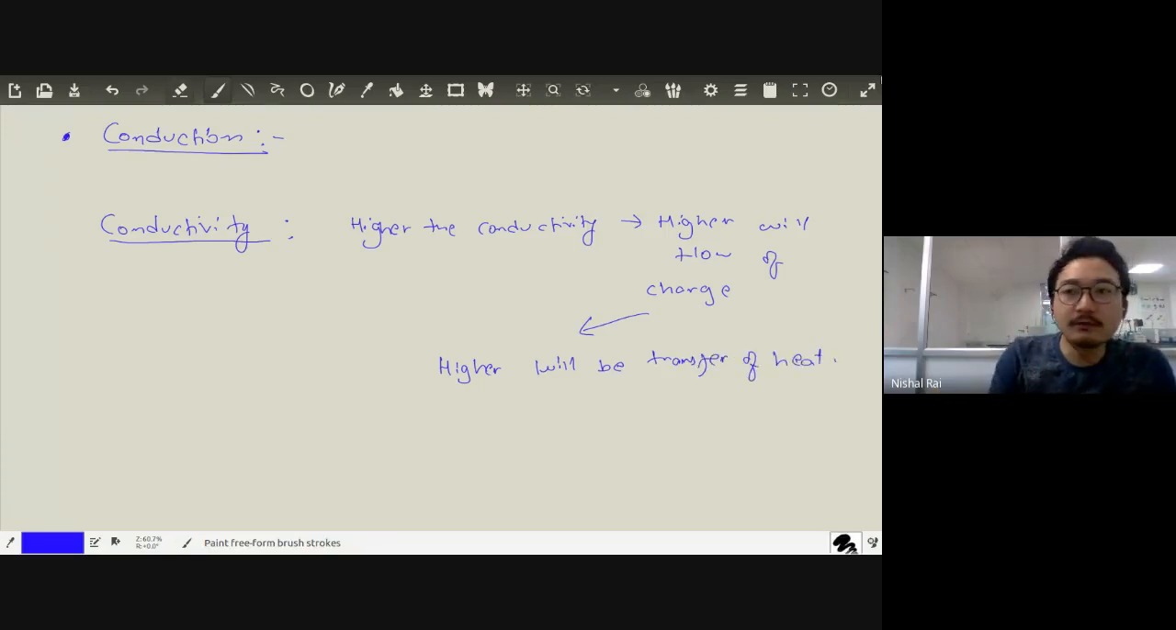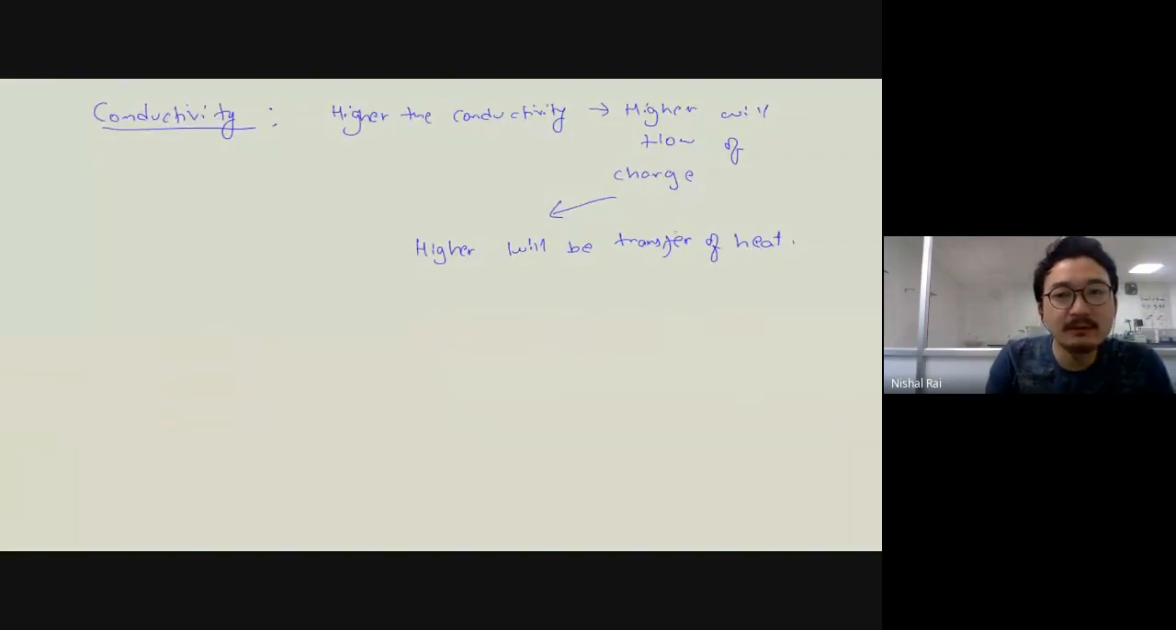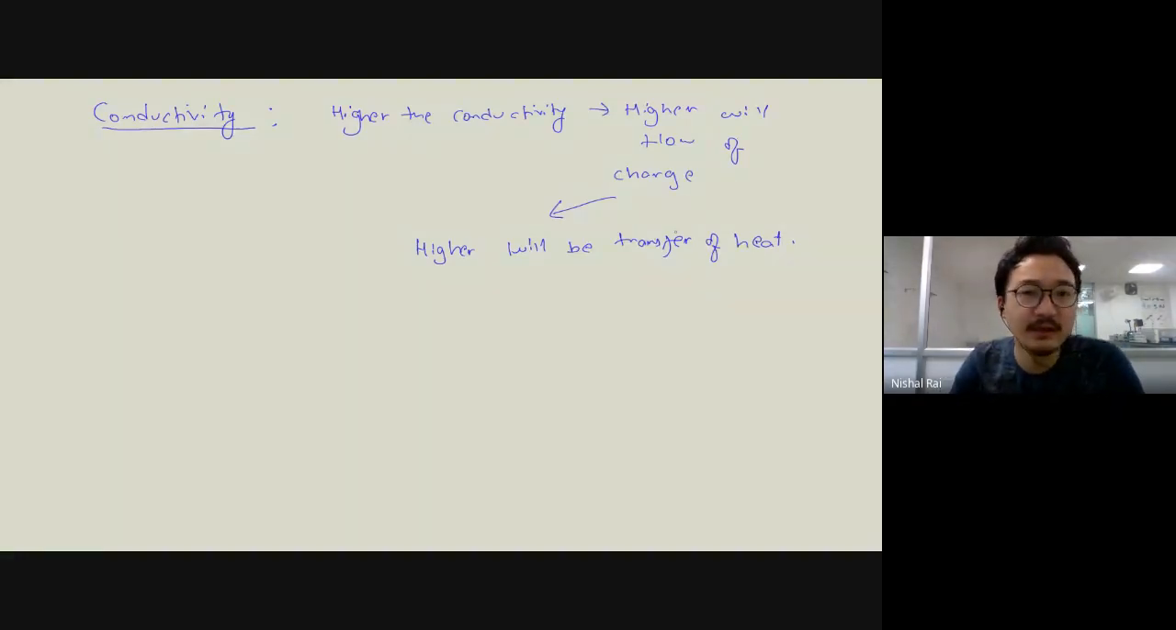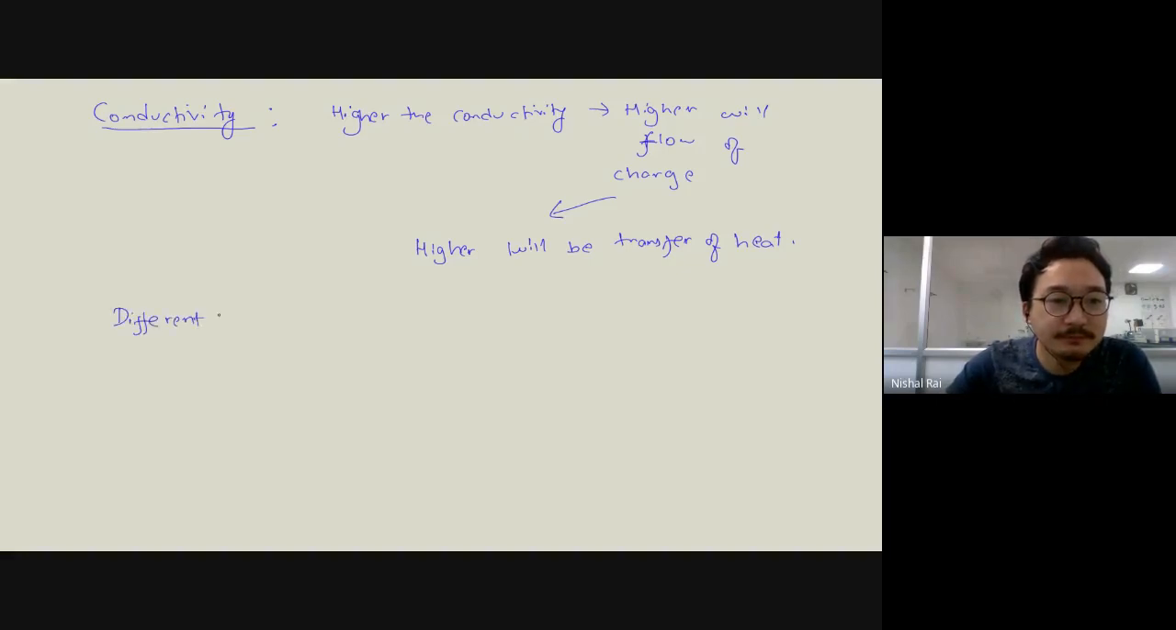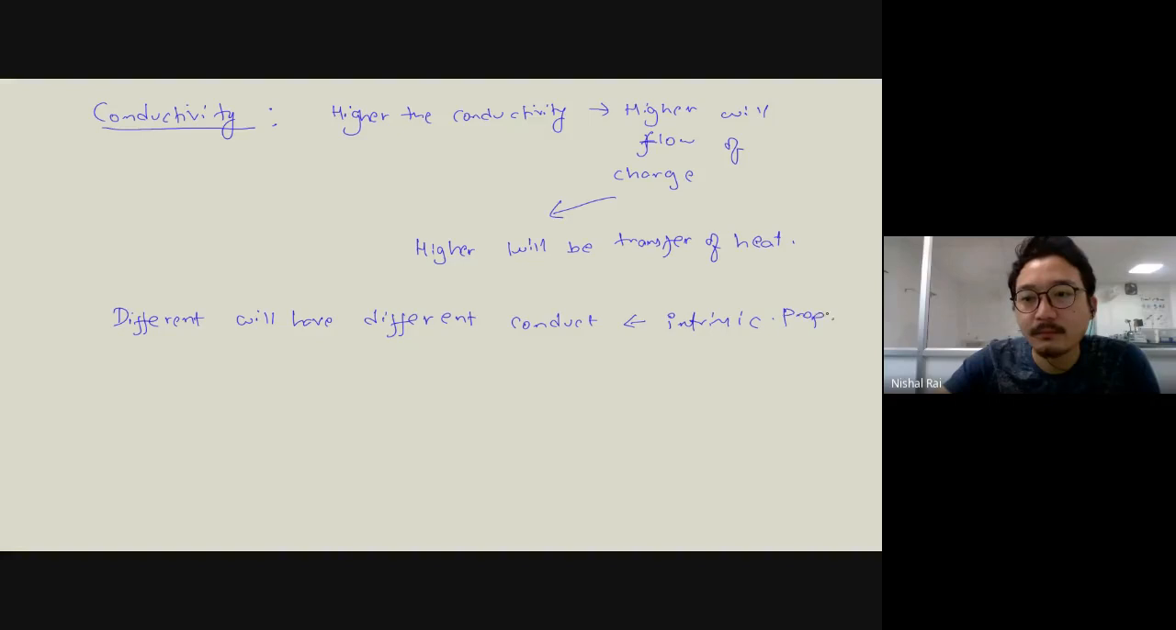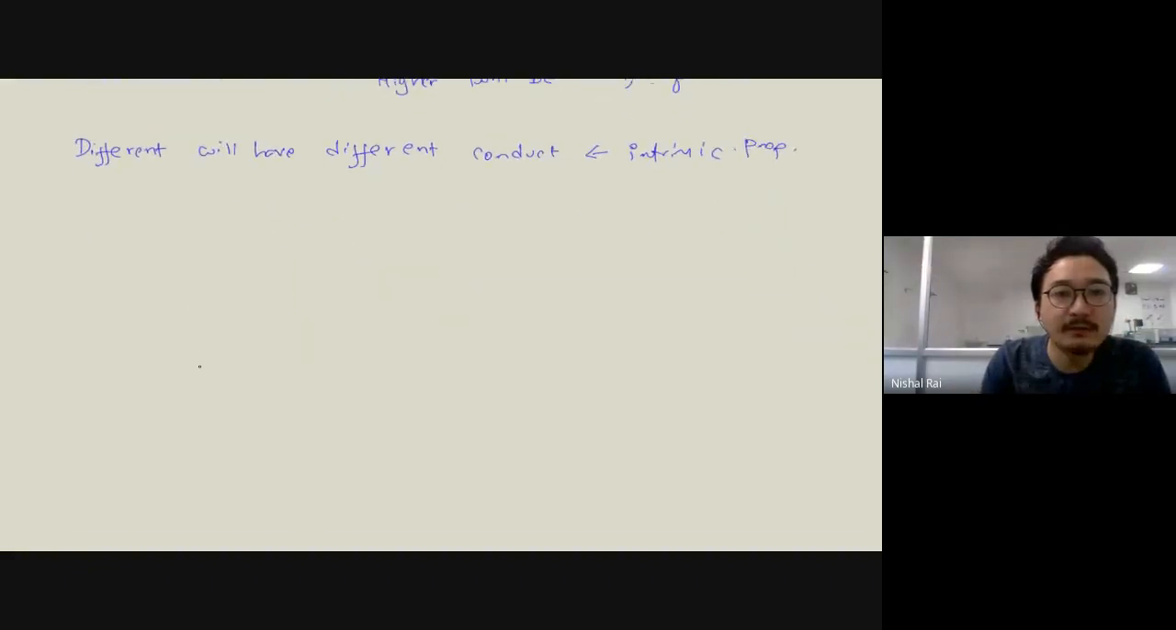So is this an intrinsic property of all materials? Will the conductivity be constant, the same for all materials? Or is this intrinsic to different materials? So different materials will have different conductivity, or all materials will have the same conductivity? What do you all think? Okay, different materials will have different conductivity. So basically it is an intrinsic property. So as you have all studied previously, what are the different factors the conductivity will depend on?